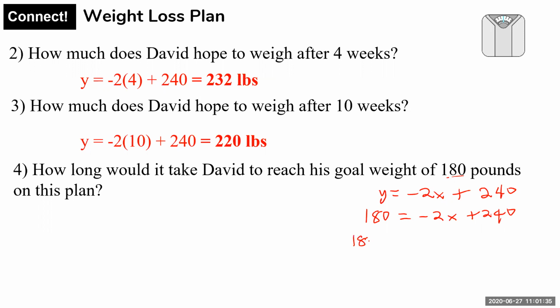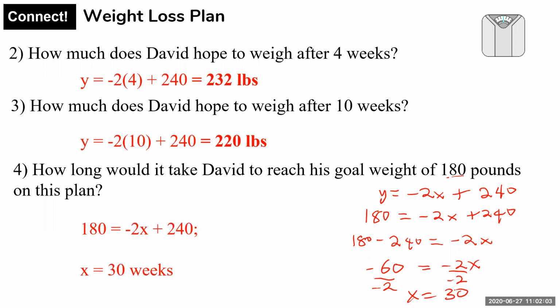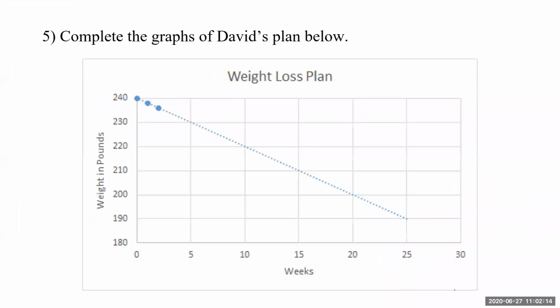So this is going to be 180 minus 240 is equal to minus 2x. Okay. So 180 minus 240 gives you negative 60, and you have that. So you divide that by negative 2, and your x is what? Just 30. So it will take David 30 weeks to weigh 180 pounds. Isn't this beautiful? Okay, so really this is linear.